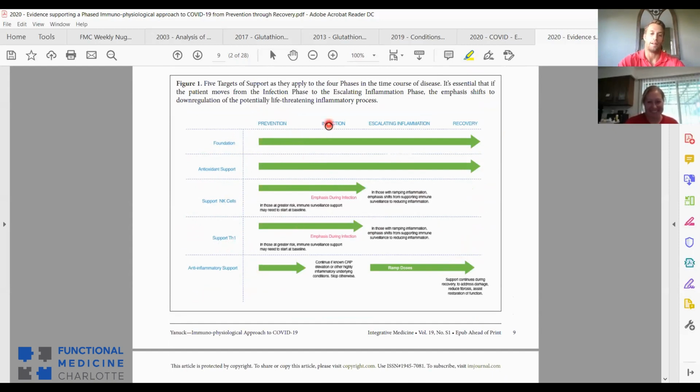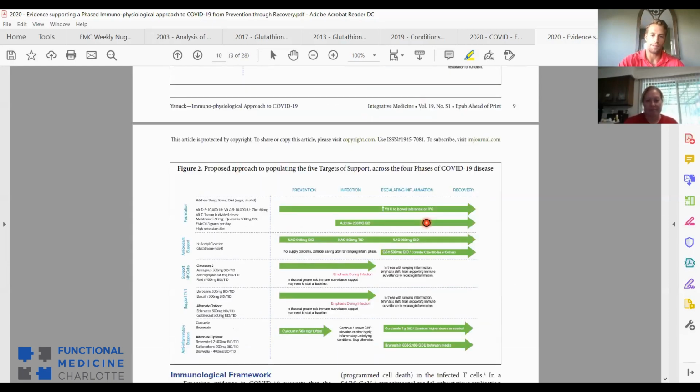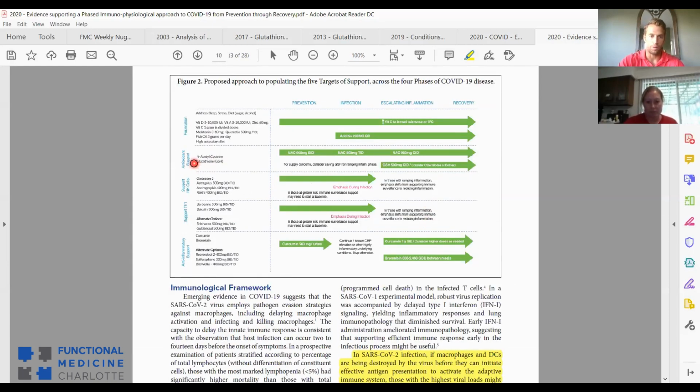Once we're infected, all of those become important, except for the anti-inflammatory support, because we may not want to put out the fire that we're trying to make to kill the infection. If we get beyond the initial infection phase, the virus takes a hold and inflammation escalates, then we need more antioxidant support, right? And then in the recovery phase, same idea. So what would be something that fits in there? Boom, glutathione, right there, okay? So glutathione, you can see this arrow goes all the way across.